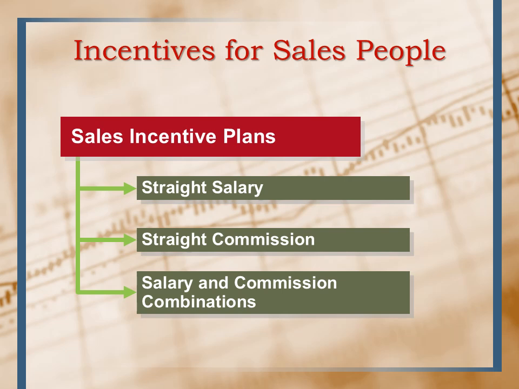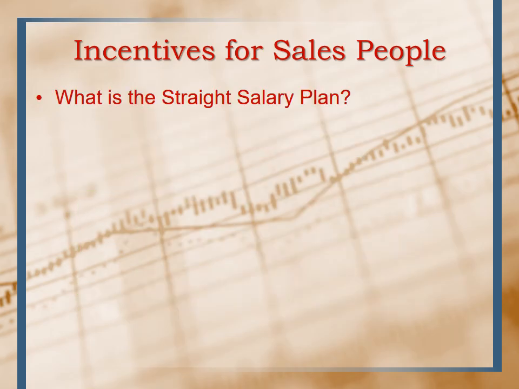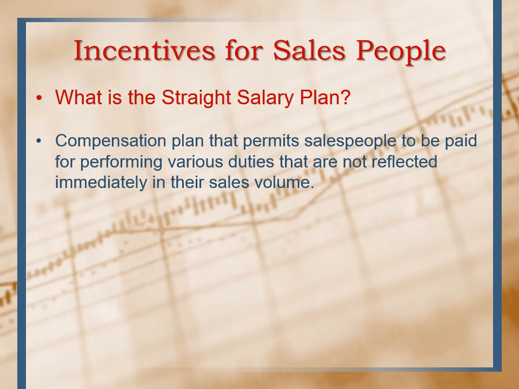Incentives for salespeople. It could be straight salary and it could be straight commission. And many companies have what's called a salary and commission combination. You get a base salary, and the more you sell, the more you get a commission. A straight salary plan is a compensation plan that permits salespeople to be paid for performing various duties that are not reflected immediately in their sales volume.